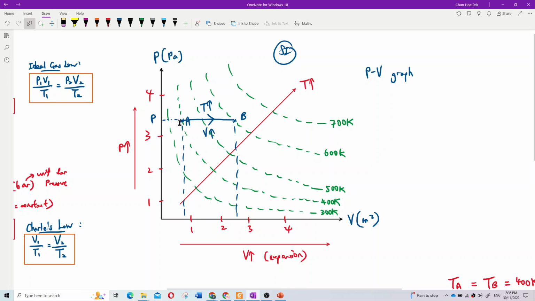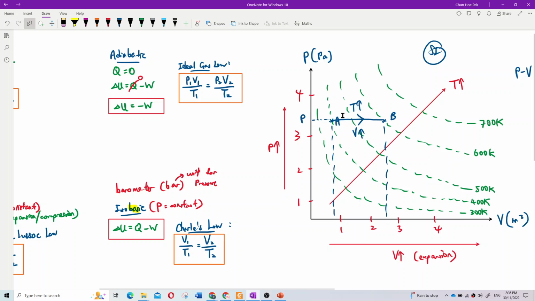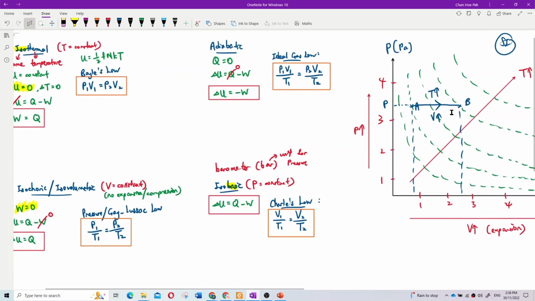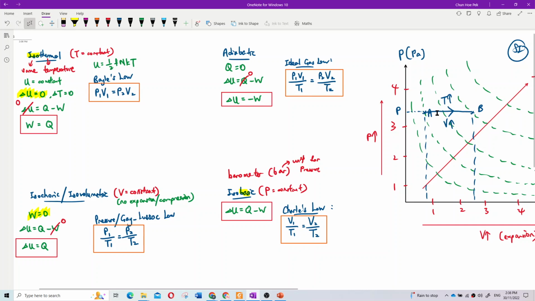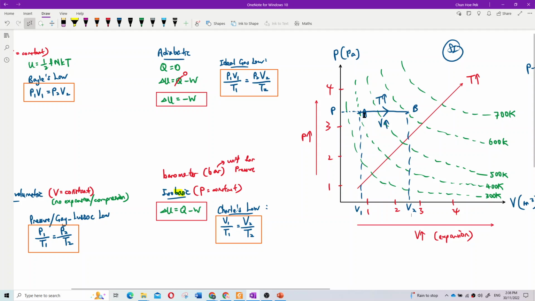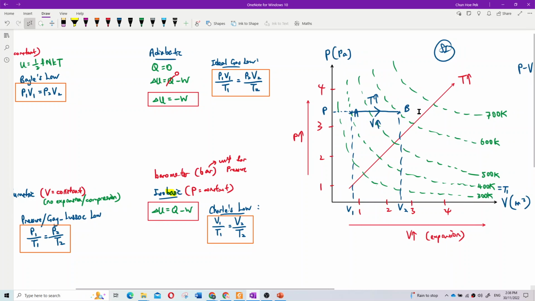So what process is this, class? Isobaric. That's correct. Okay. So this is volume 1 and this is volume 2. What is the temperature? I can say temperature 1 will be 400 Kelvin. So this is the T1. Understand? And then what is the T2? T2 will be 600 Kelvin.